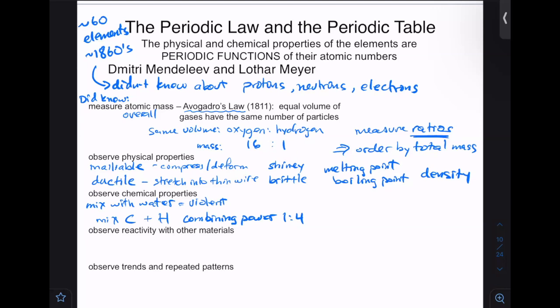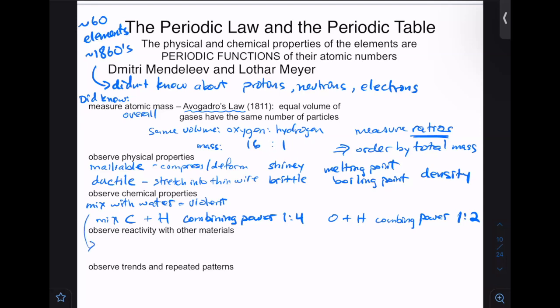When you mix it with oxygen and hydrogen, what do you suppose the combining power of oxygen is? 1 to 2, like H2O, 2 hydrogens for every oxygen. These are things that they were able to measure back then. Reactivity with other materials, like I mentioned, mixing with water, it's very, very violent, right?